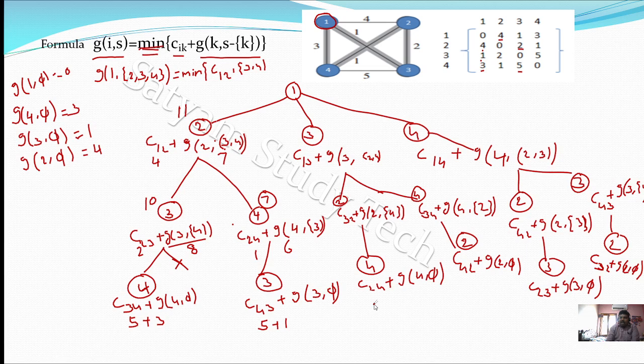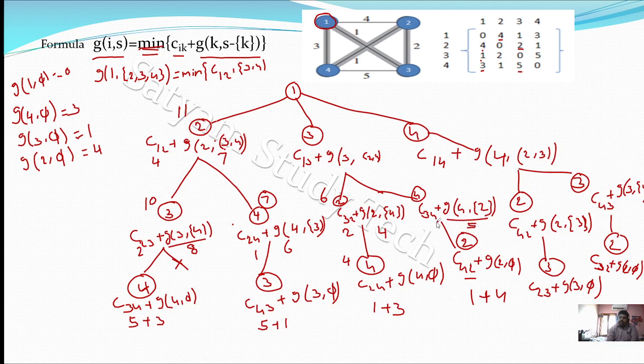Like that, here C of 2 4. C of 2 4 value is 1 plus G of 4 5, that is 3. That is equal to 4. C of 3 2, the C of 3 2 value is 2. Here it is 2. Then this value is 4. 2 plus 4, that value is 6 here. You can note down. So you can see here it is C of 4 2, the 4 2 value is 1 plus G of 2 5, the 2 5 value is 4. So 1 plus 4, that is 5. Here it is 5. So this value is 5.